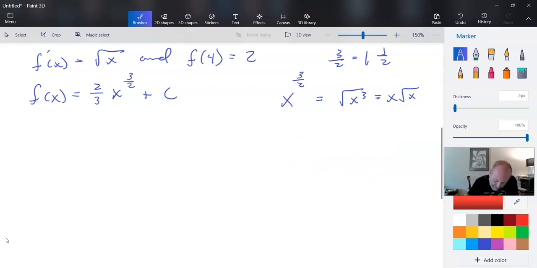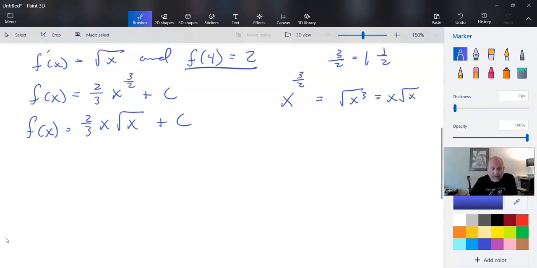Nonetheless, let's go back over here now. So using that information, I'm going to rewrite this as f of x equals 2/3 x times the square root of x plus a constant. Right? And so now we just need to use this information to figure out what the constant is. So that means if I plug in 4, I should get 2 for the function value. So I'm just going to plug in 4, and then we'll see what c is.